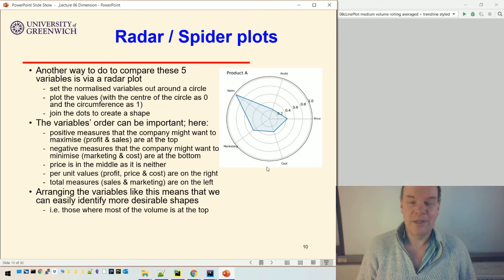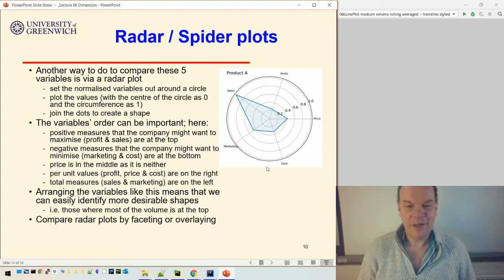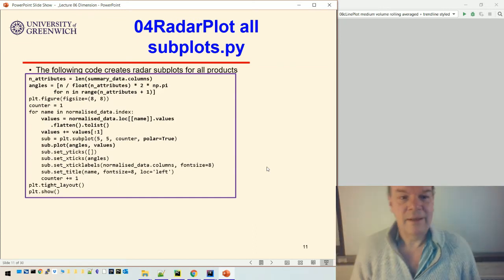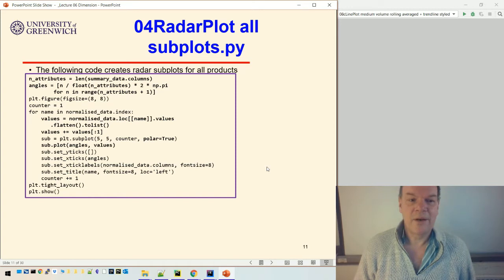What are the most desirable products in this context? Then we can do comparisons by comparing the shapes, using subplots, i.e. faceting, or we can actually overlay one thing on top of the other. So let's see that. First of all, let's see the code to create subplots for all the products.